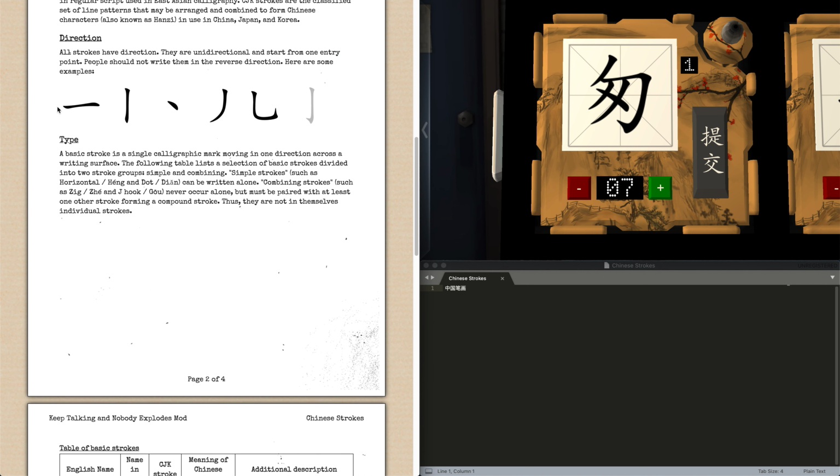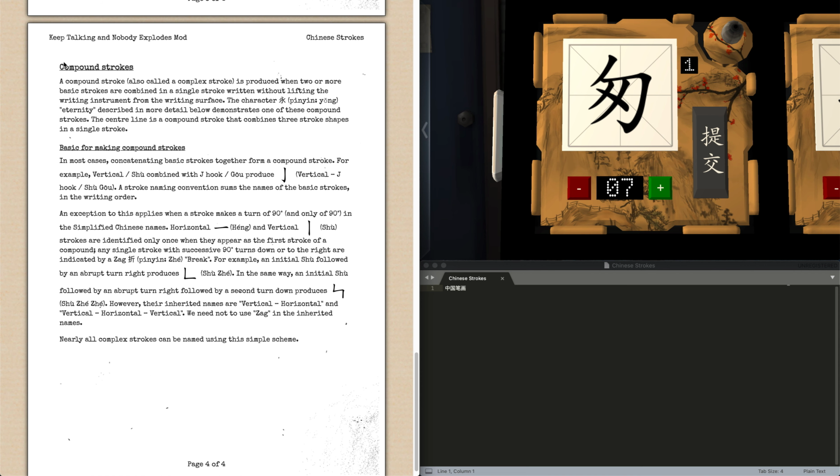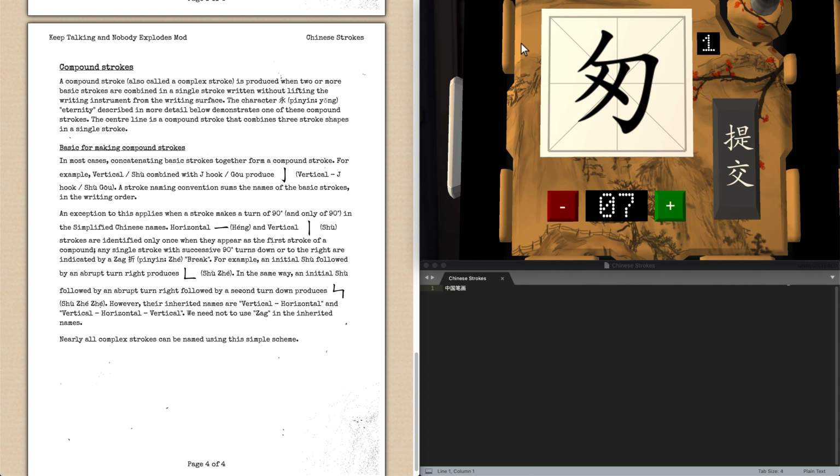You see all these up here. These are what are called simple strokes, or basic strokes rather. And here's more strokes and specifically their names, their meaning, and all the additional descriptions. This is the part we're interested in, compound strokes. If you just look at this and count the number of horizontal and vertical lines, you might be tempted to go 1, 2, 3, 4, 5, 6. But this symbol right here is a compound stroke.